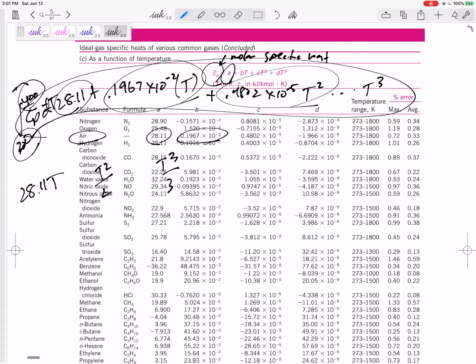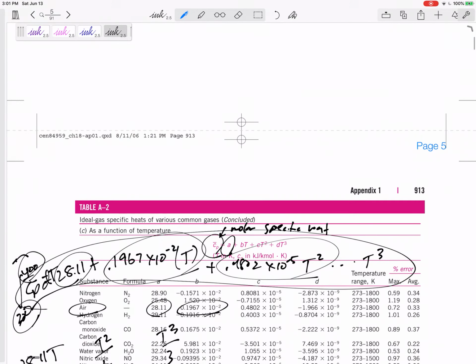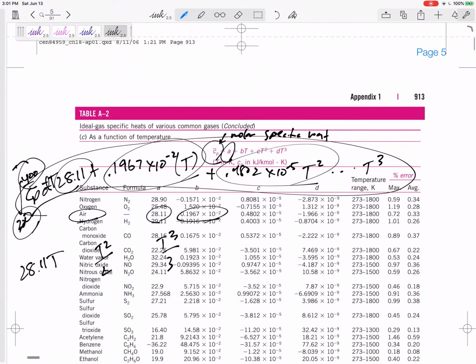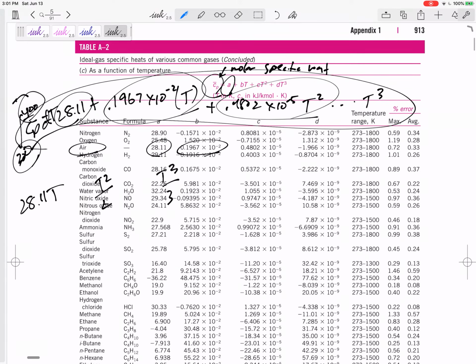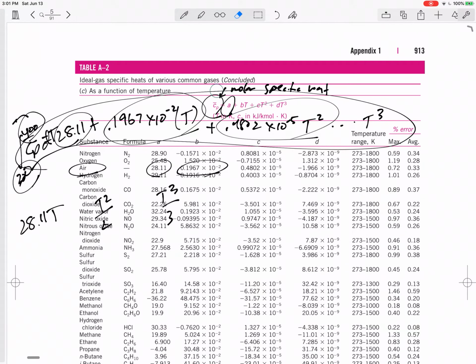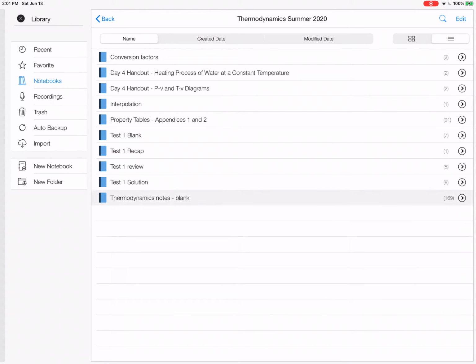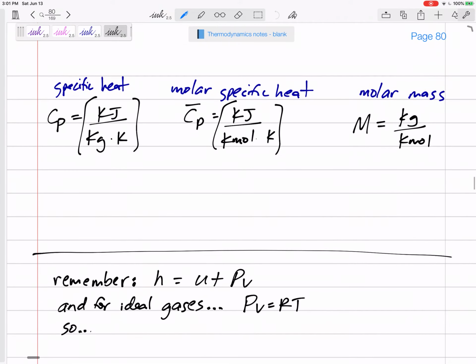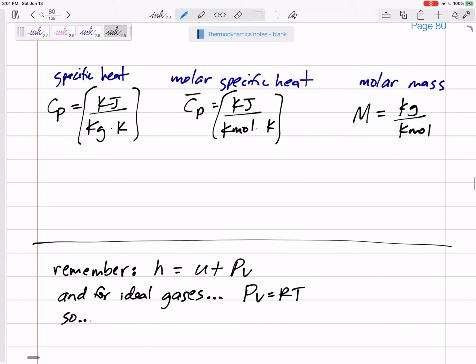But it's a little bit more accurate than these constant specific heats. Okay, although this gives us the molar specific heat, let's talk about that. So on this next page, the molar specific heat is in kilojoules per kilomole. See the difference here? Instead of per kilogram, it's per kilomole. And you know that the molar mass is how many kilograms per kilomole.